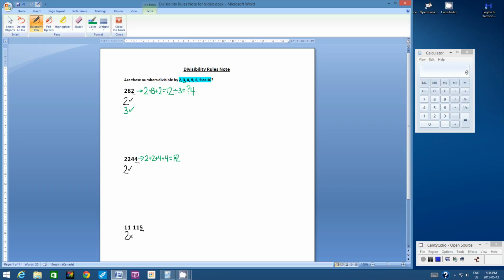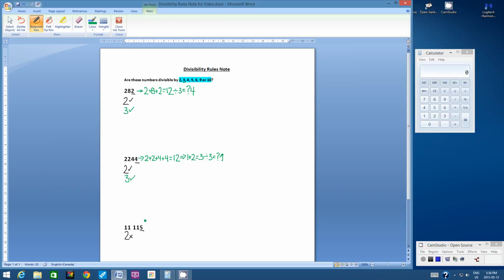Now let's say we had a number that was too difficult to see if it was divisible by 3. Then what we can do is add these two digits together. 1 plus 2 equals 3. Is 3 divisible by 3? Does it give you a whole number? Yes, it does. It gives us 1. So 2,244 is divisible by 3.